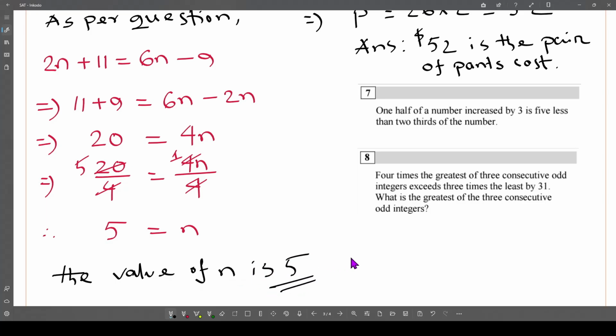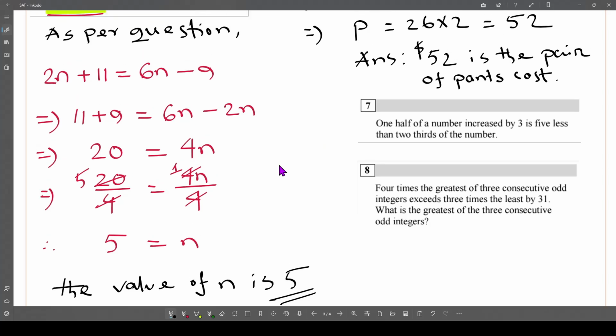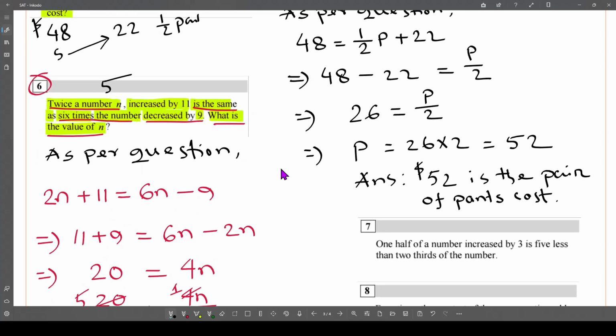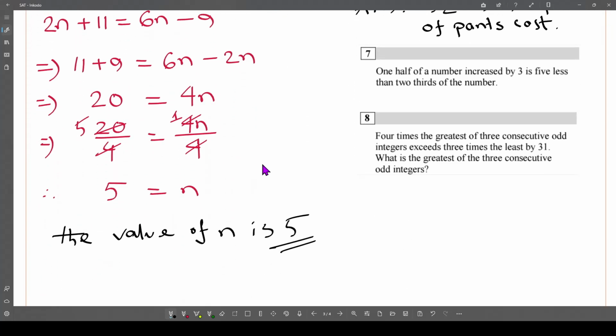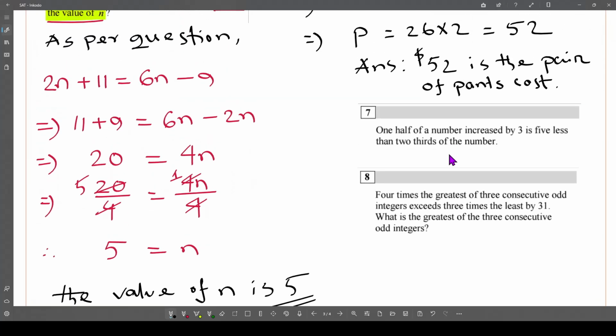Very simple. So don't worry about word problems. Just read several times. You will understand everything. So number 5 and 6 are done. Now we will start number 7.